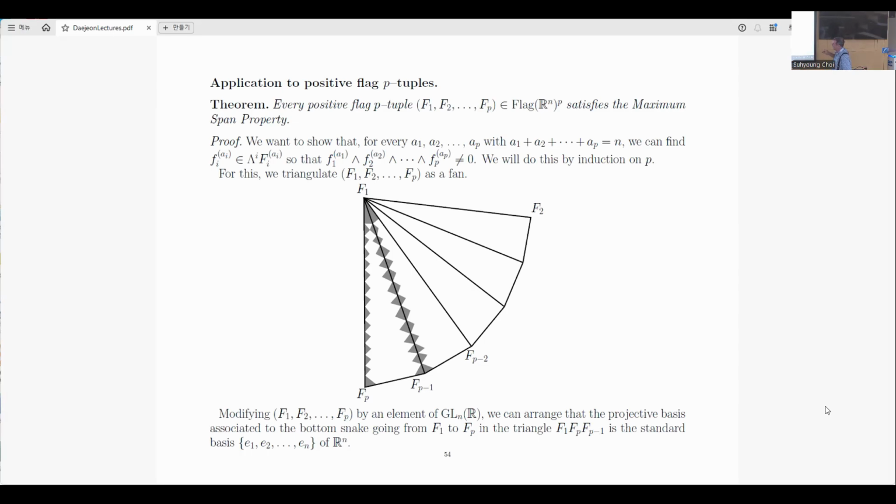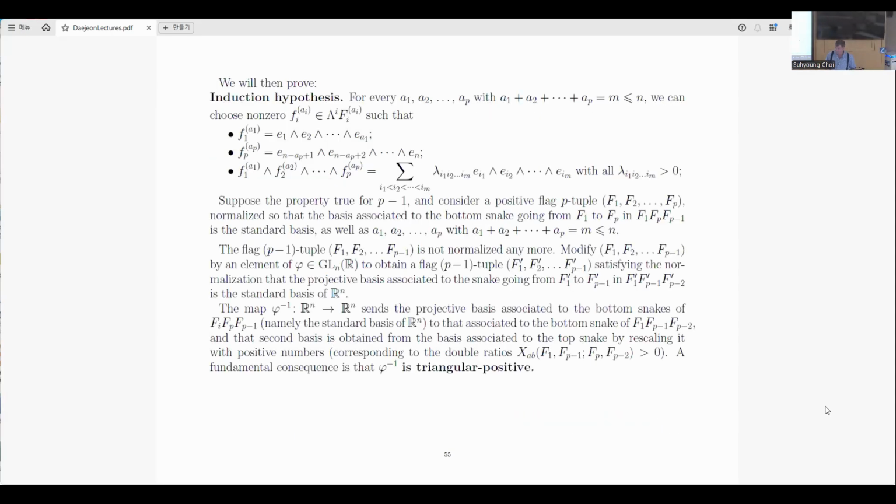Because this is a basis in the dual, and this is a basis in Rn. So what I mean is that the projective basis is the dual basis of this one. Or more precisely, the dual basis of the projective basis associated to the bottom snake is the standard basis. Fock-Goncharov have an excuse to also skip this kind of subtlety.